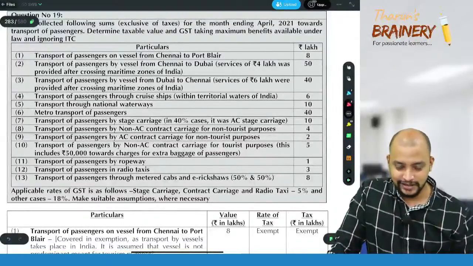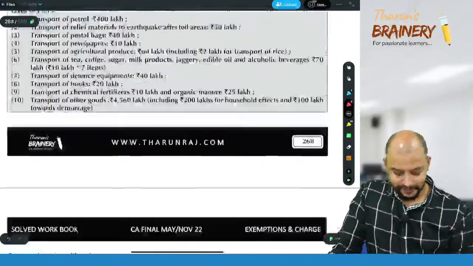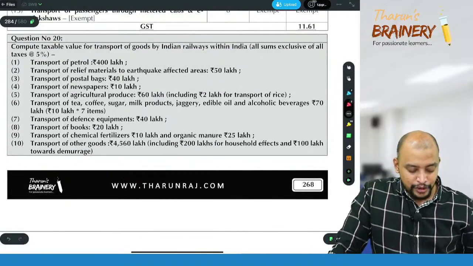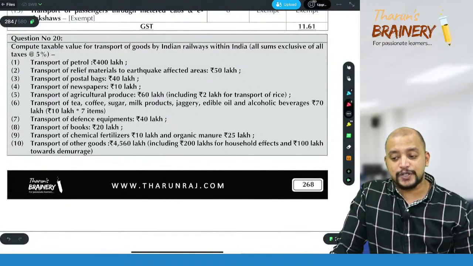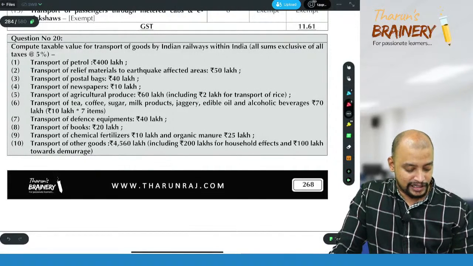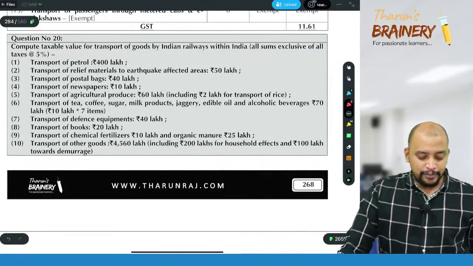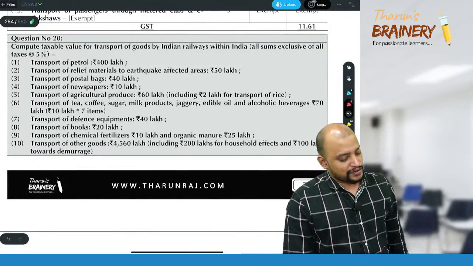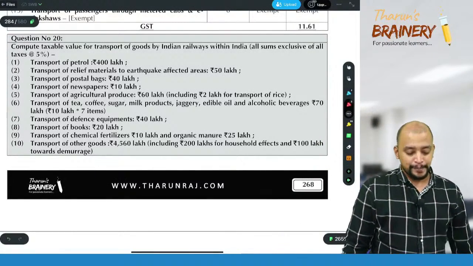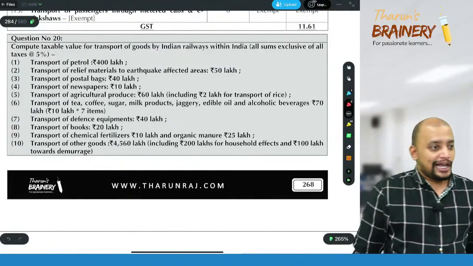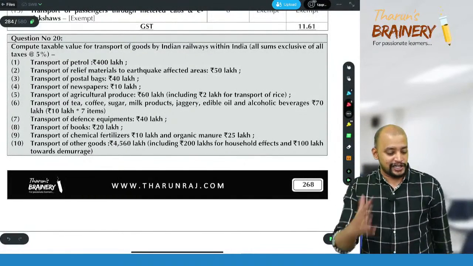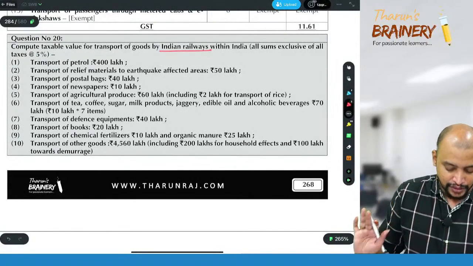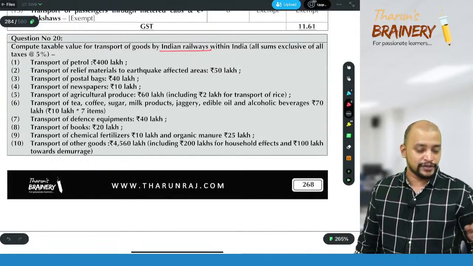So see this, compute. The previous question is related to transportation of passengers. This question is related to transportation of goods. Compute taxable value for transportation of goods by Indian Railways within India, all sums exclusive of taxes. Transport of petrol, 400 lakhs. Where is the exemption? It is railways, so we need to see what are the notified goods. Petrol is not notified goods, taxable.